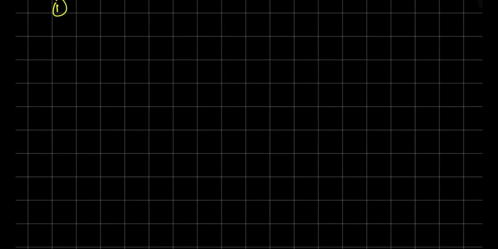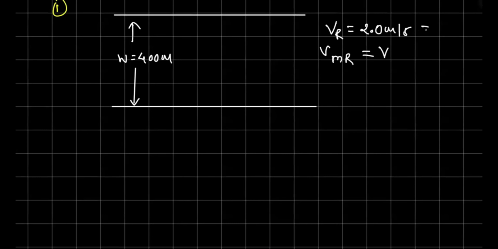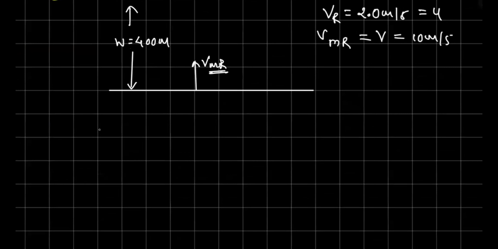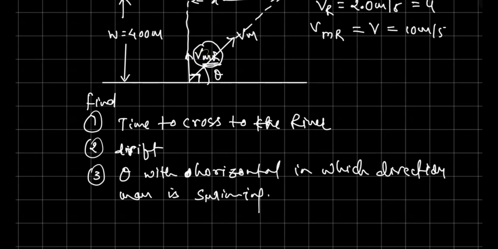तो आपको दिया हुआ है कि एक river है and let's take the width of the river as 400 meter and it is given to you the velocity of river is 2 meter per second and आपको दिया है velocity of man with respect to river that you call v. This is given to you 10 meter per second with respect to water in the direction perpendicular to river this way. Clear everyone? So what you have to find: time to cross the river, second thing drift, and the third thing theta.